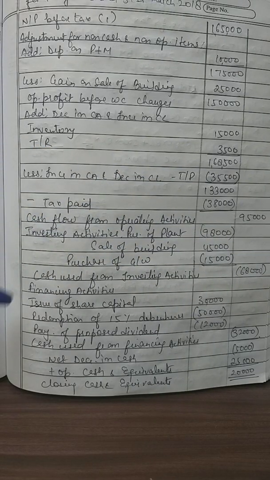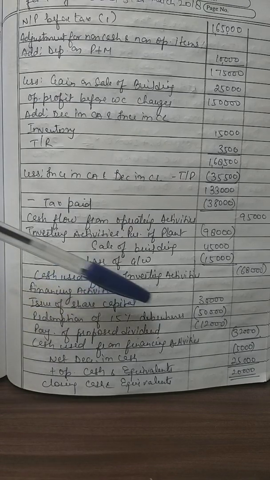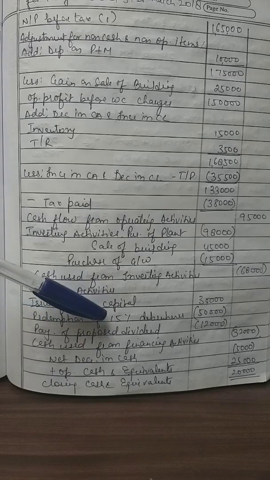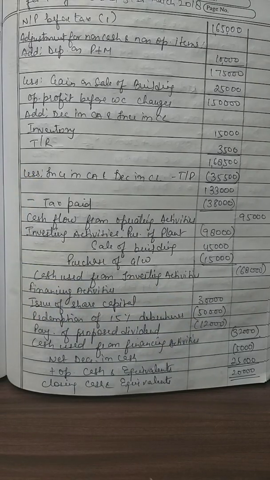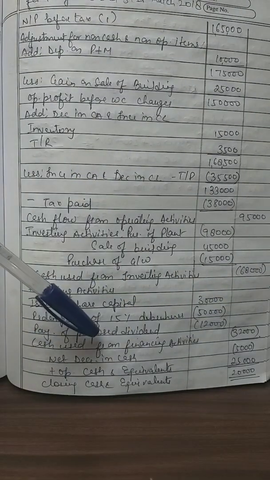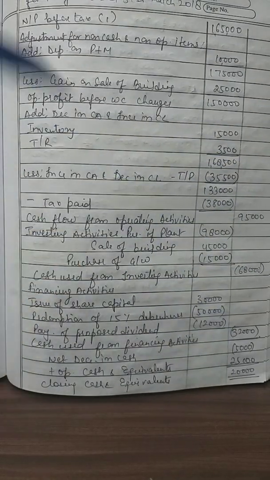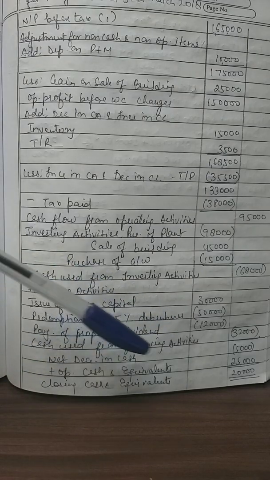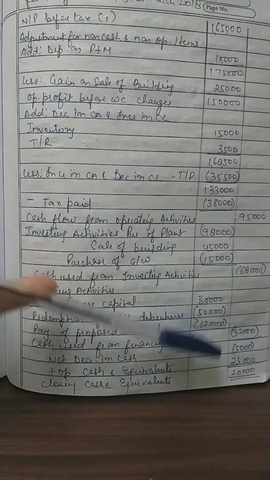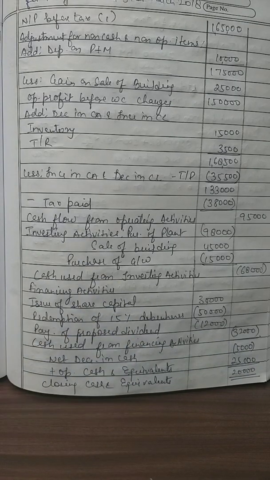Then financing activities: issue of share capital. Then redemption of 15% debentures in minus. Then payment of proposed dividend. This will also be shown here because it is given in the adjustment, so it will be shown in two places. Then it will become this amount, cash used in financing activities. You are going to calculate all three and it will come as minus 5,000, that is net decrease in cash and equivalents. You will add opening cash and equivalents, that is 25,000, and it will become 20,000, equal to closing cash and equivalents.